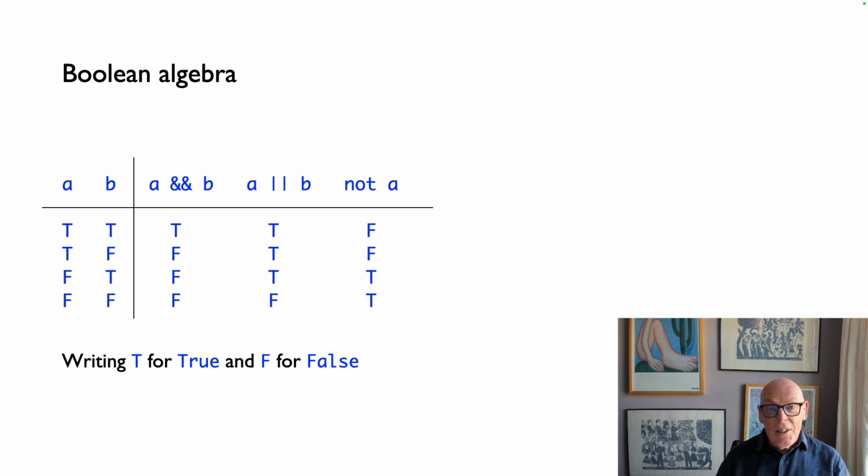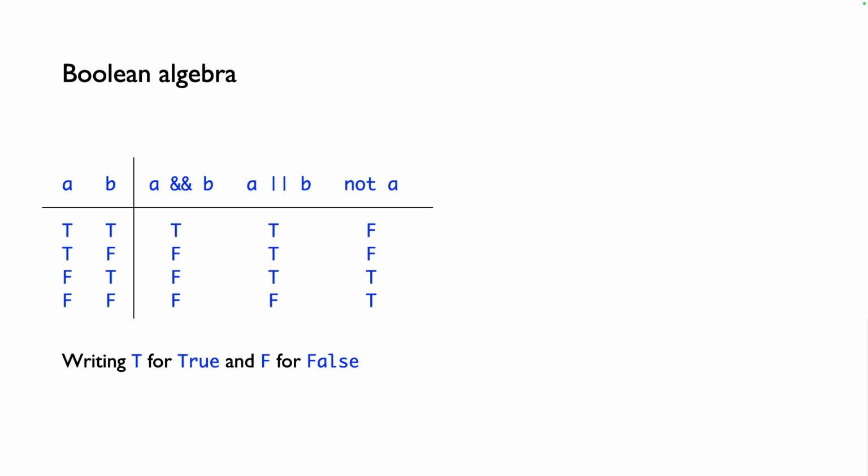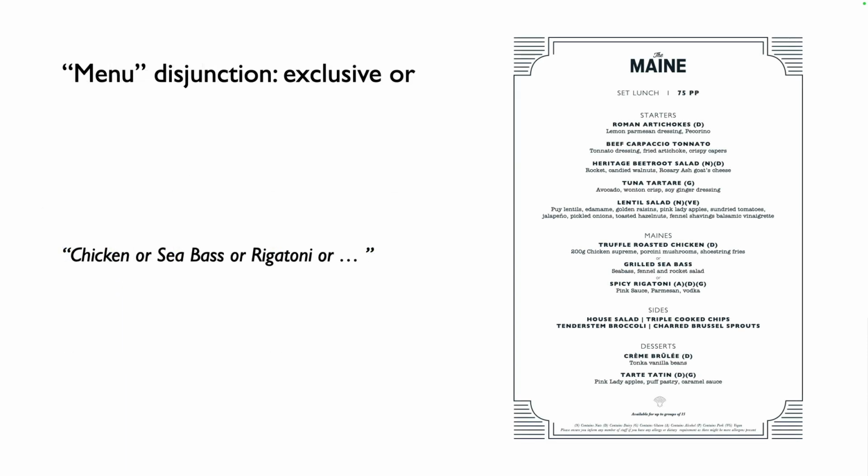Now let's start making some more definitions for ourselves. And let's think about a particular example of a function. This is called exclusive OR. Now here's a menu from a restaurant I found on the internet. If you look at the main courses, you are offered chicken or sea bass or rigatoni. And when you see that or on a restaurant menu, it means you can have one of these, but not all three. It means you must make a choice, an exclusive choice of precisely one of those.